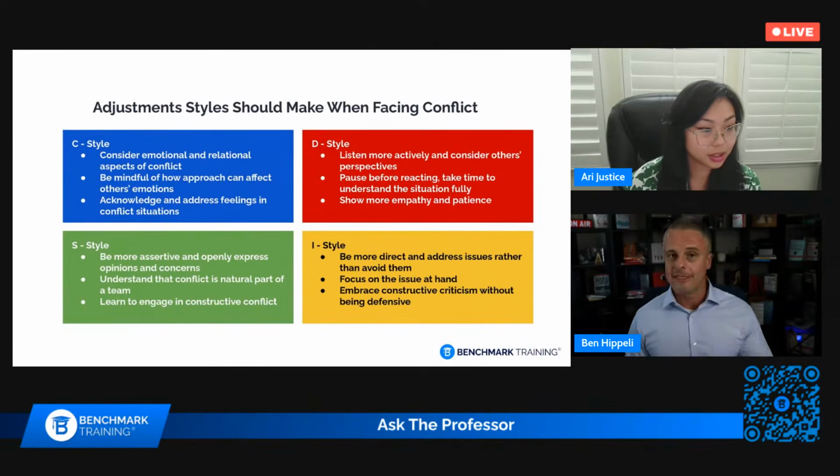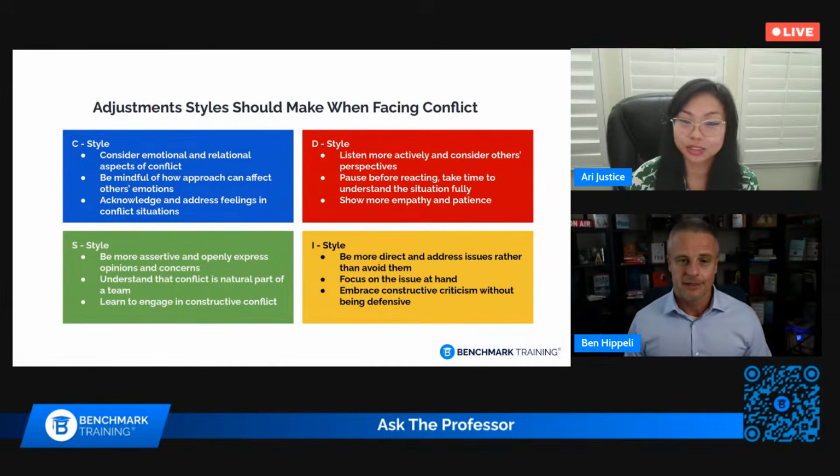It changes a lot. So if I'm a D style, right? I'm a DC. What changes do I need to make when facing conflict? Like, how do I make sure that I'm not coming across as too aggressive or too assertive or someone who's just trying to blow it up?